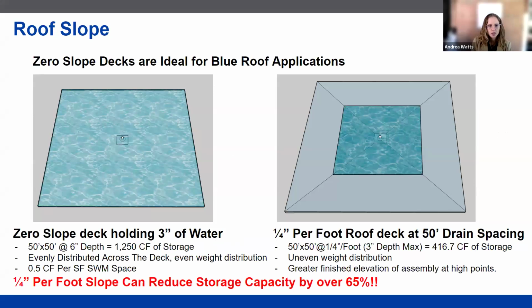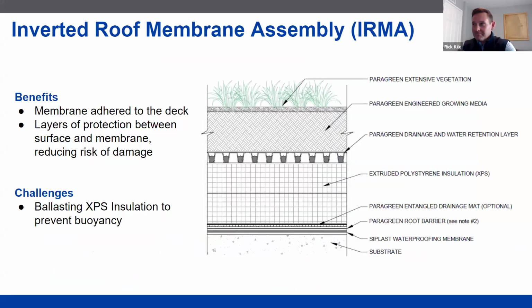Another way to build these roofs is called an inverted roof membrane assembly, or IRMA. The benefit of this assembly is that the membranes are well protected below the rest of the roof, and protected from damage by the insulation. So we reduce the risk of water penetration due to damage over the life of the building.